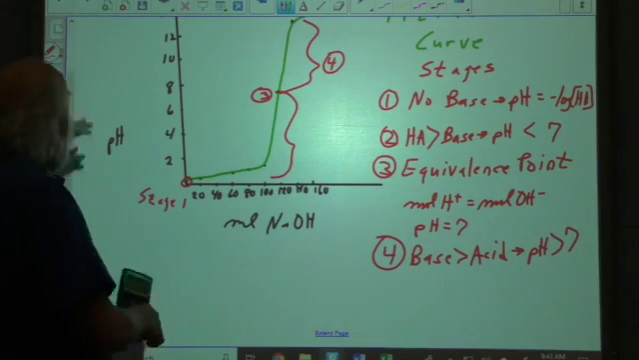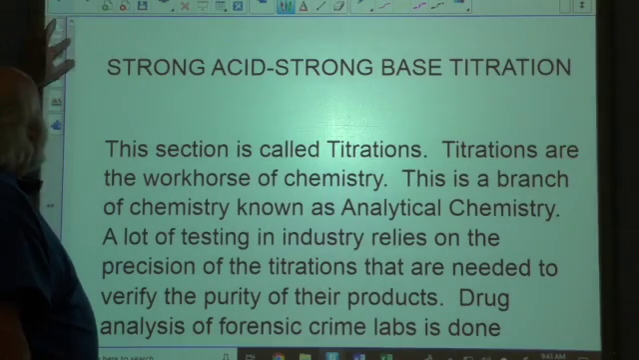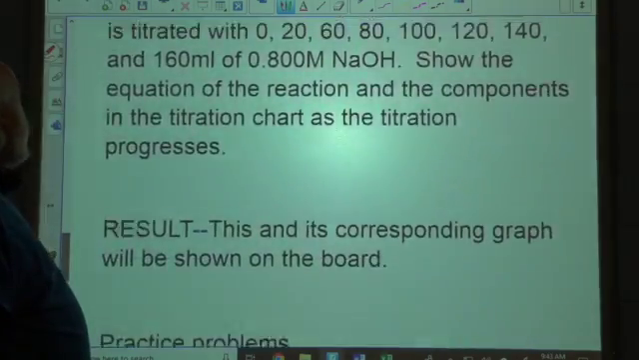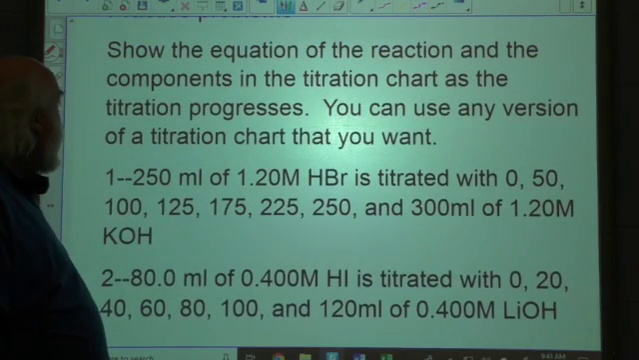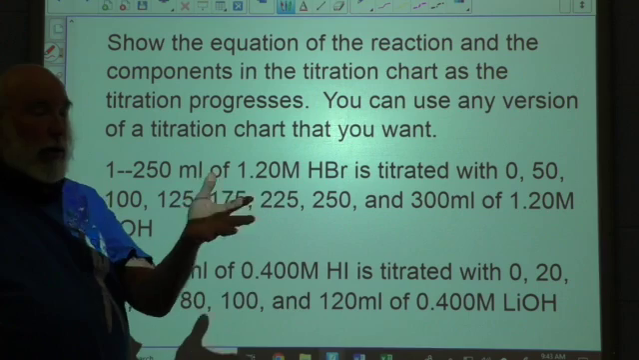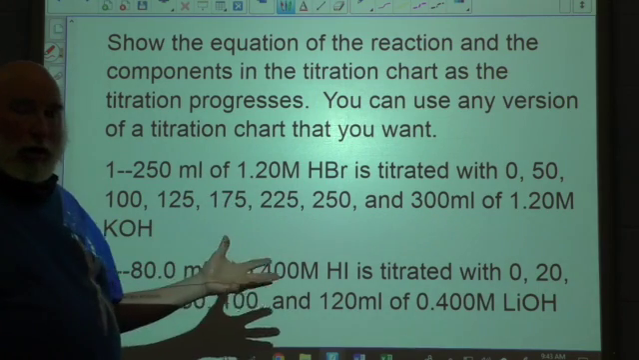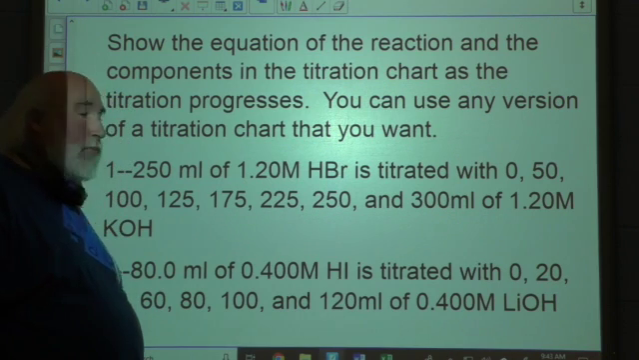So, practice problems. You have 2 sets of titrations right there. You can use your own sheet if you want, or you can use the sheet that I have sent you. Either way, have fun.